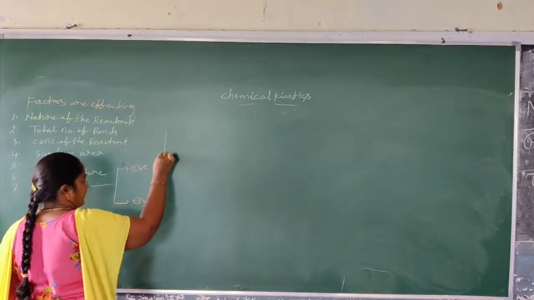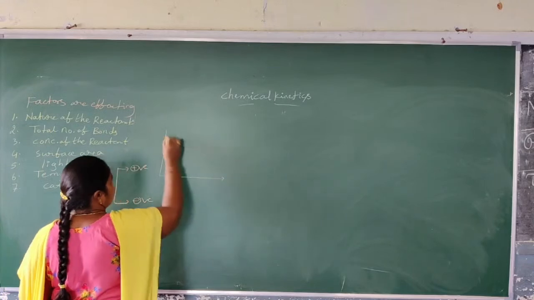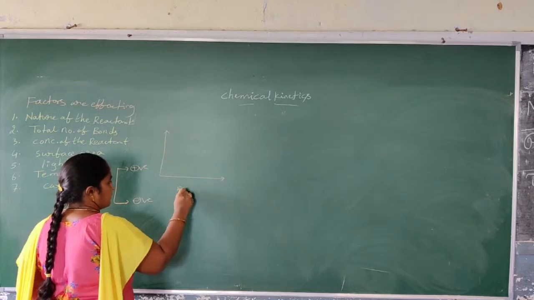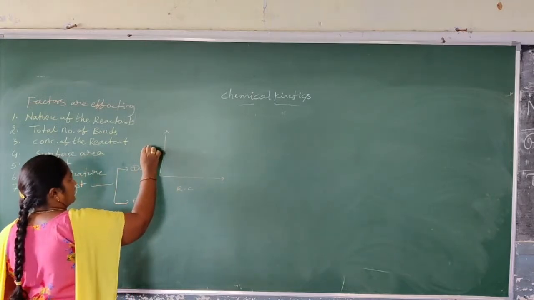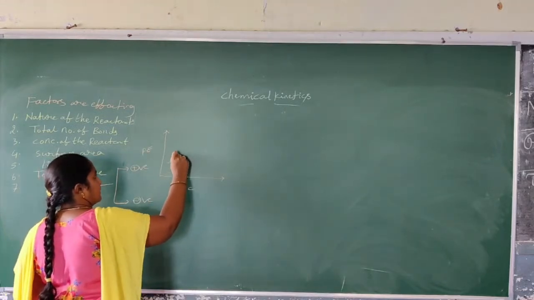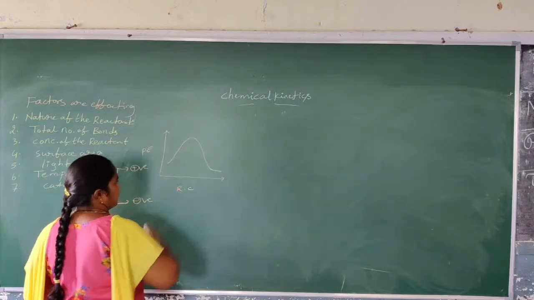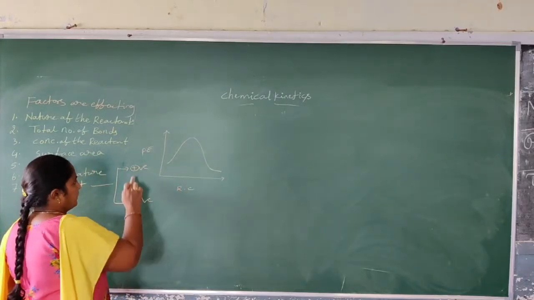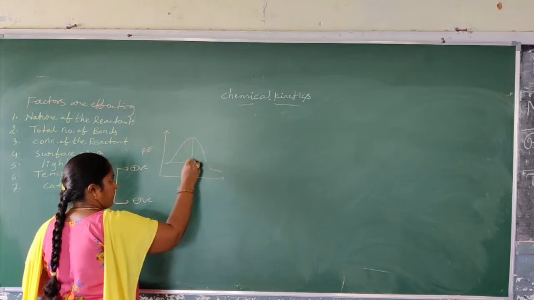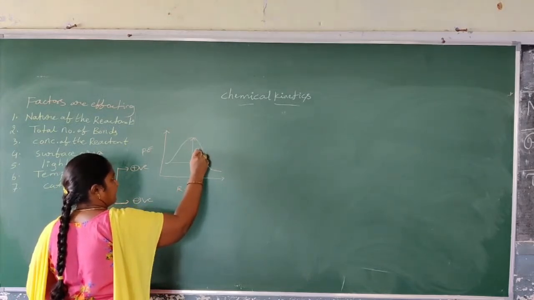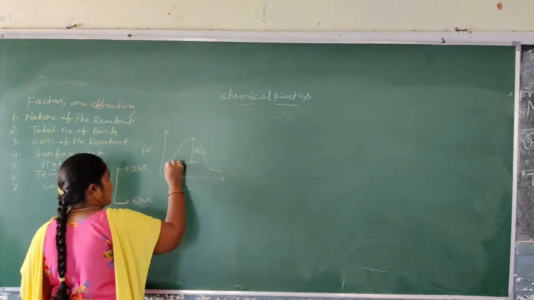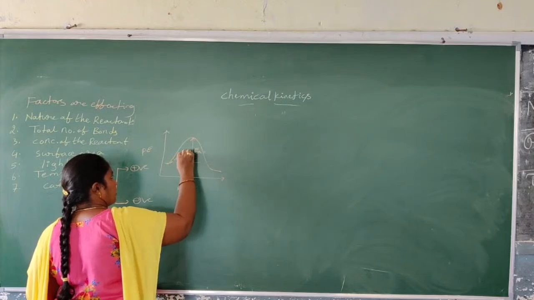How does a positive catalyst affect the reaction? On a graph of reaction coordinate against potential energy, the reactants are converted into the products. This is the activation energy, EA. If we use the positive catalyst, what happens to the activation energy?